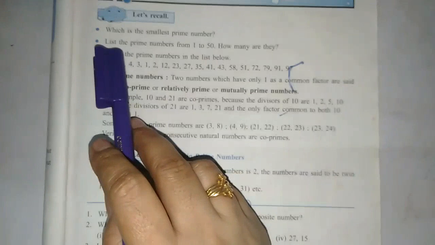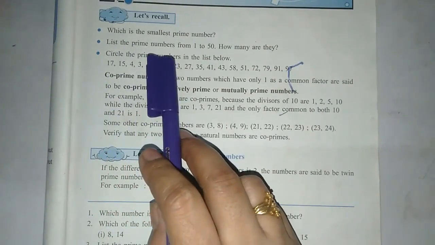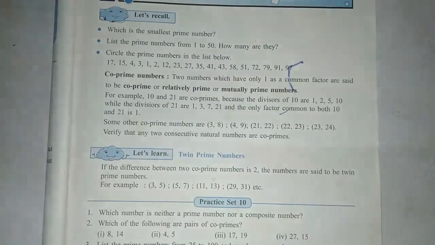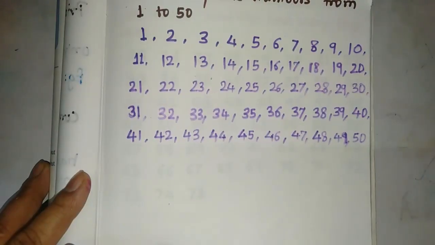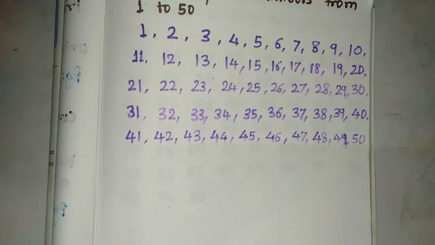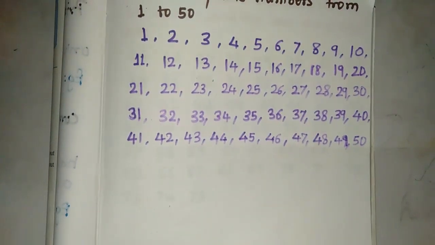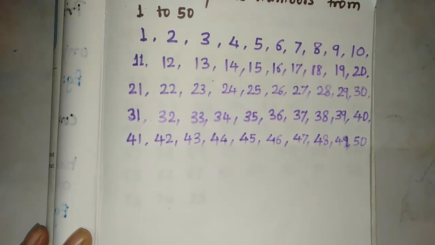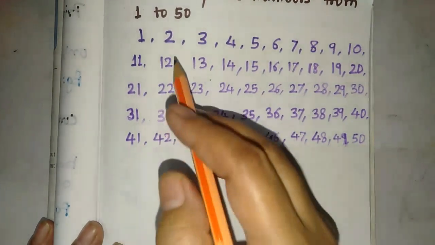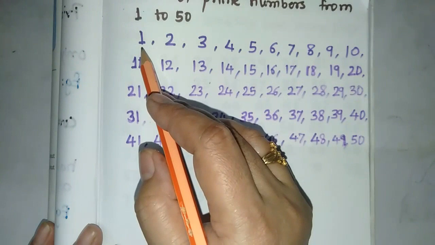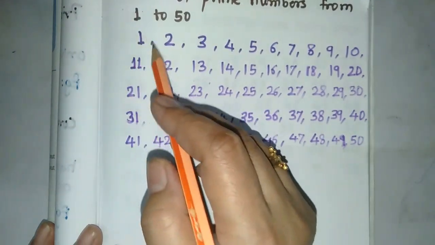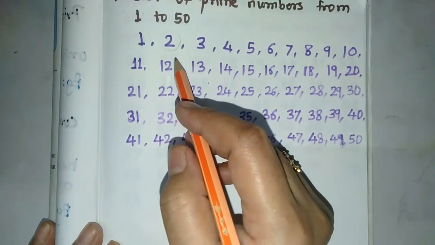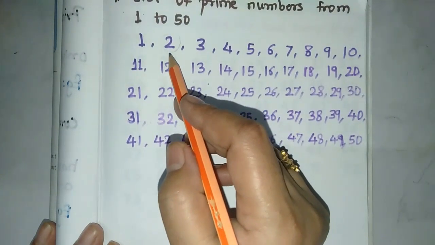Now the next point is to list the prime numbers from 1 to 50. How many are they? See, students, I have already written the numbers 1 to 50 here. So here we find out the prime numbers from 1 to 50. See, 1 is neither a prime number nor a composite number. So 2 is a prime number because it has only two factors, 2 and 1.